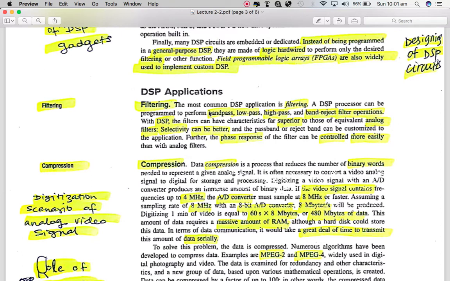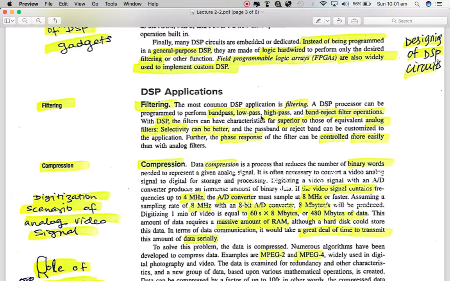Now we will be discussing the DSP applications, and the most frequently mentioned application is filtering, which is removing the noise from any signal. The noise is removed because the transmitter is sending a signal and the receiver gets the signal along with the noise, so it is necessary to remove the noise as told earlier, and DSP processors can perform this kind of filtering application.